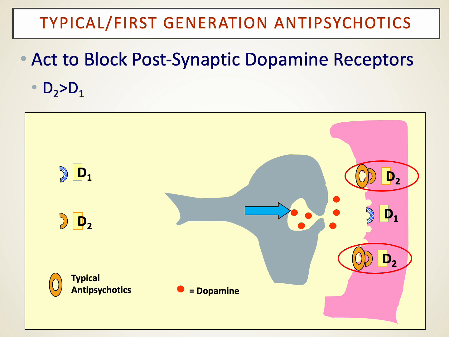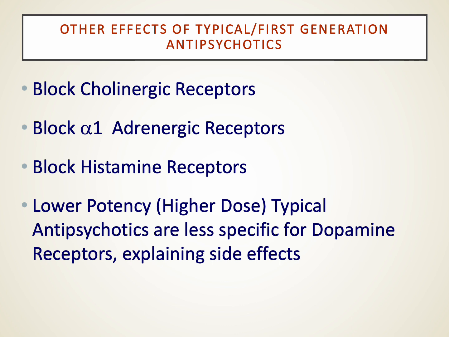So the typical antipsychotics, these older agents, primarily block D2, a subset of dopamine receptors, to a greater extent than D1 receptors. And so that's basically how these older agents are differentiated from the newer ones. But interestingly, the typical and to some degree the newer second generation atypical agents have affinity for other receptors, including muscarinic receptors, adrenergic receptors, and histamine receptors.